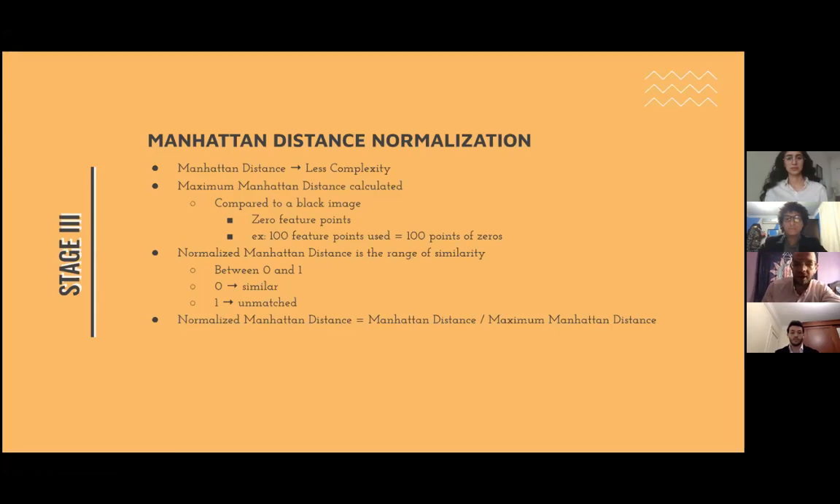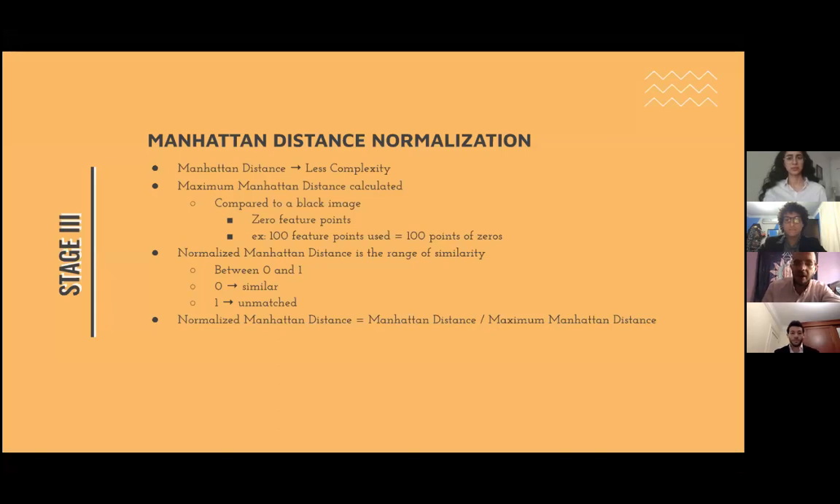Since the black image has 0 coordinates and hence 0 points, it will help us find the maximum Manhattan distance for a single image. After this, we use all this information to calculate what we call the normalized Manhattan distance, which is nothing but dividing the Manhattan distance of the original image by the maximum Manhattan distance for the same image.